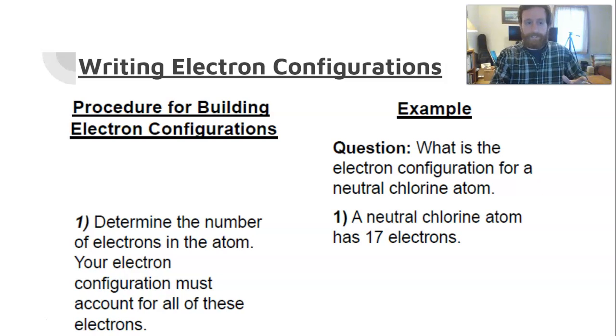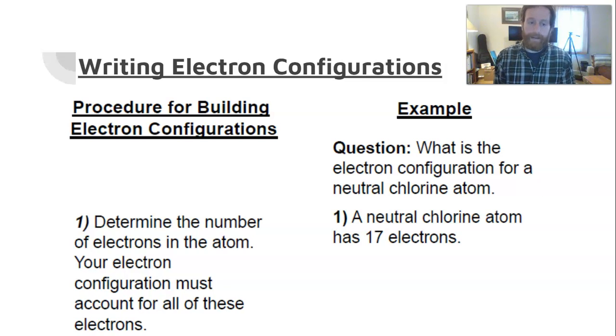So how do we actually do this? We have a procedure for building electron configurations. It's written out here in 3 slides. The very first step, which is super important, is to determine the number of electrons in the atom. And then your electron configuration that you end up with must account for all of these electrons. So I'm going to go through an example question. My example question is, what is the electron configuration for a neutral chlorine atom?